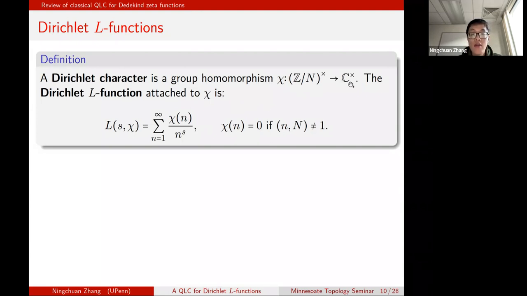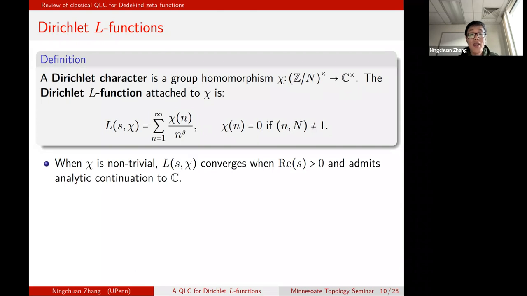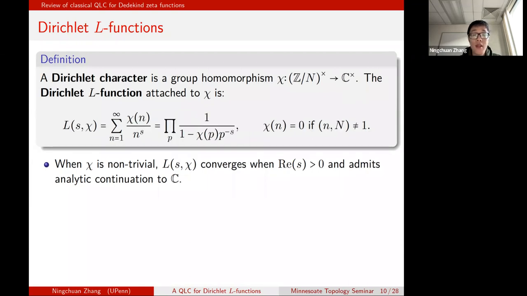So it's sort of a twisted version of the Riemann zeta function. And again, the first question: what are its analytic properties? When chi is non-trivial, this function has slightly better convergence than the actual Riemann zeta function, namely it converges in the right half plane, and it admits analytic continuation to the entire complex plane. So there's no pole whatsoever. And also, just like the Riemann zeta function, it admits an Euler product formula, where again in each Euler factor, we add a chi of p.